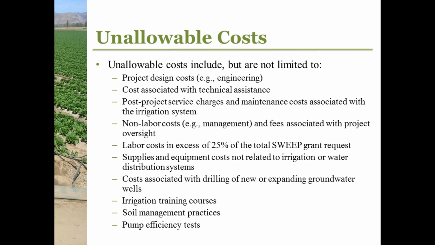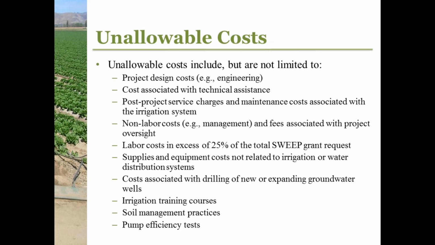Again, labor costs in excess of 25% of the total SWEEP grant request will have to be included as match. Also unallowable are any supplies or equipment costs that are not directly related to the irrigation or water distribution systems, and costs associated with drilling of new or expanding groundwater wells.